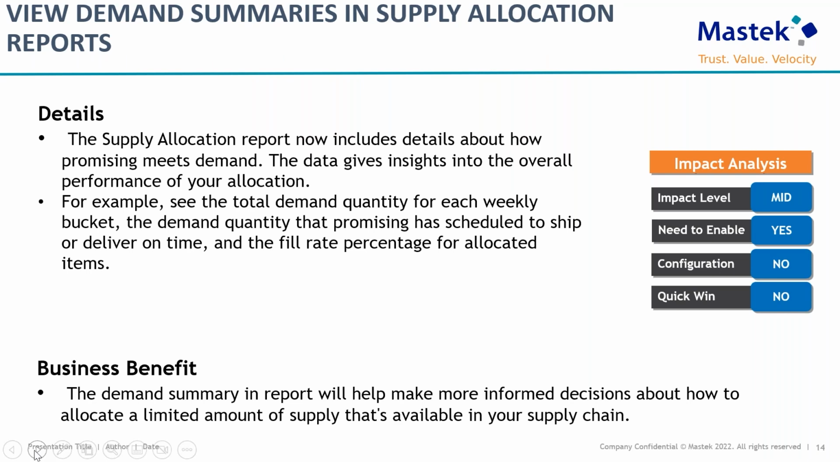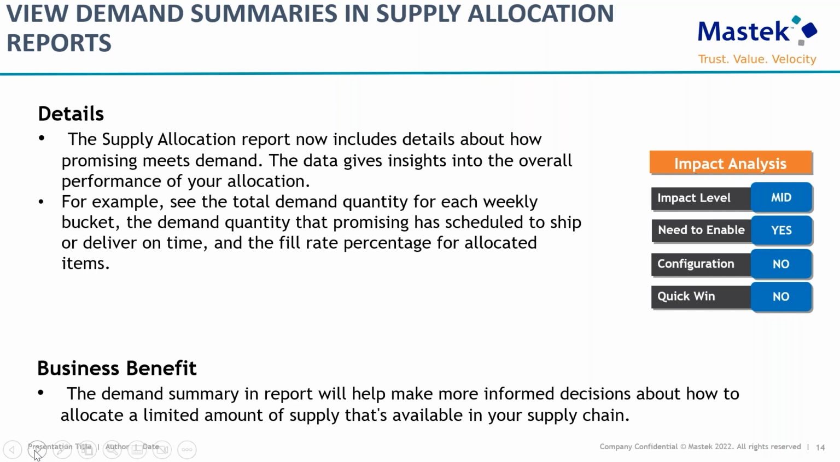Moving forward to the next update, we can view demands in summaries and supply allocation reports. In the OTBI reports that we have in the current seeded formats, the supply allocation report now includes the promising demands. The data gives you insights into the overall performance of your allocation. For example, to see a total quantity of each weekly bucket, the demand quantity that promising is scheduled to ship or deliver on time, and the fulfill rate percentage for allocated items.